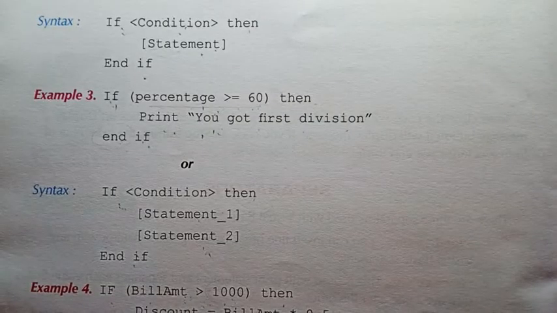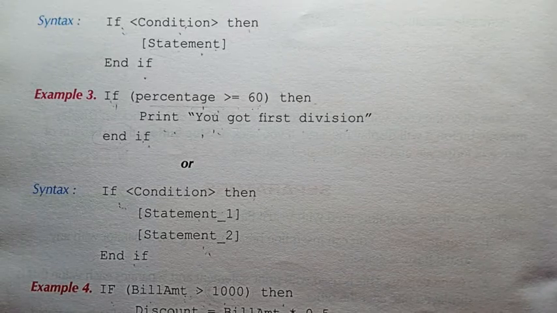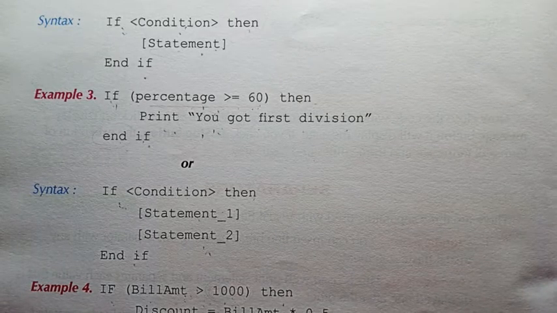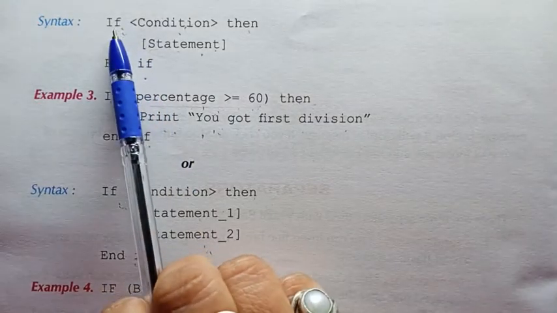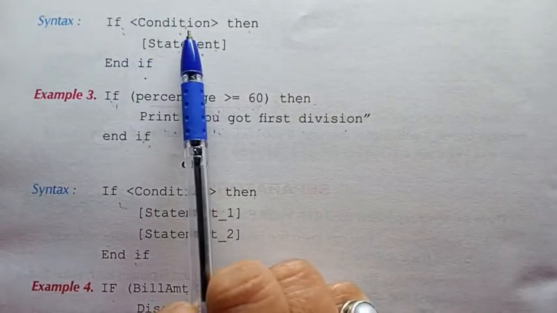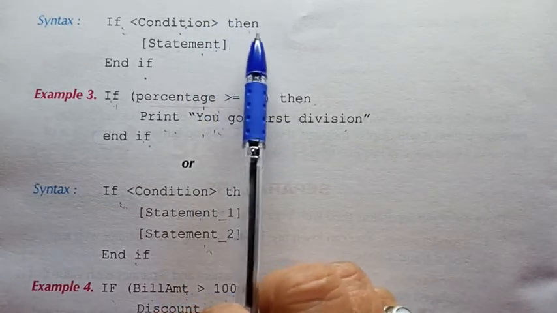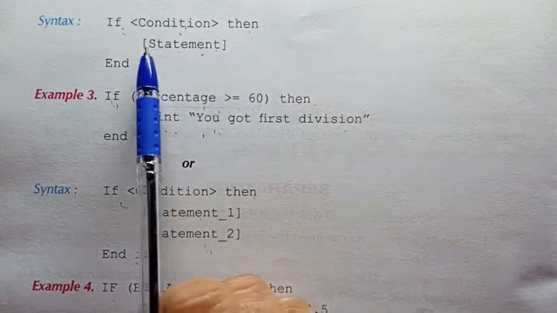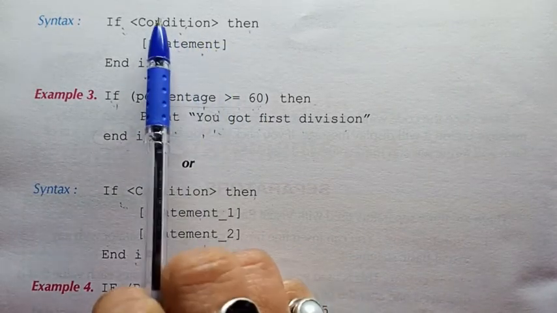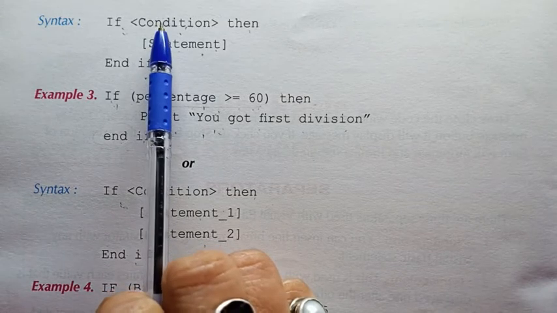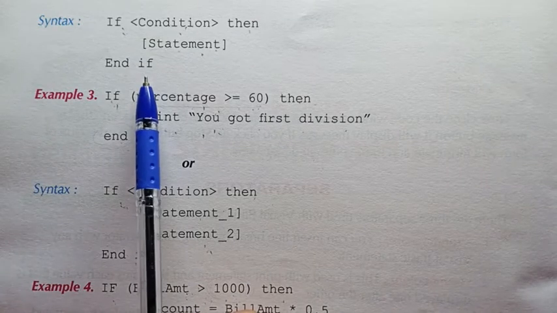Let us see the syntax of if then statement. Syntax means the way to write the statement. So to write the statement, first we have to write if, then we have to give a condition, then we have to write then. After that, give the statement that is to be executed if this condition is found true. And finally, we will end if.